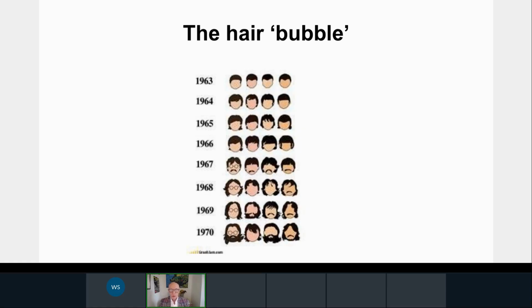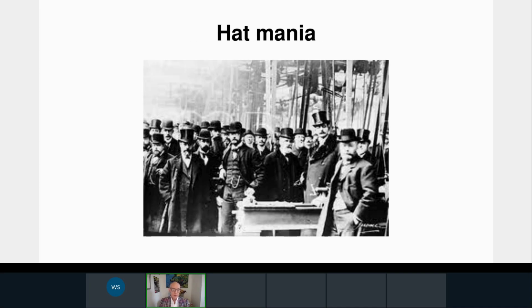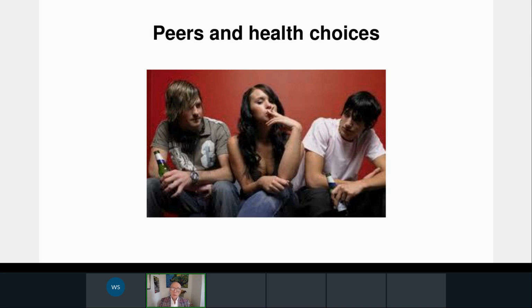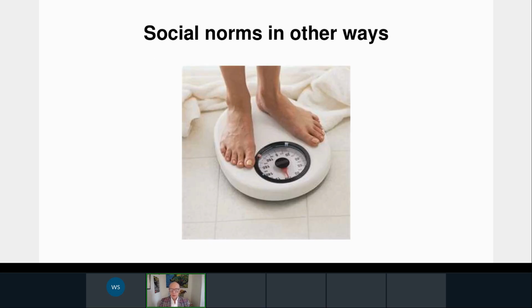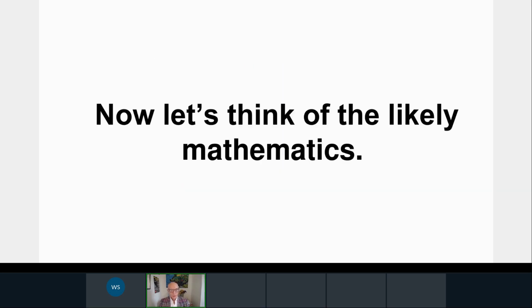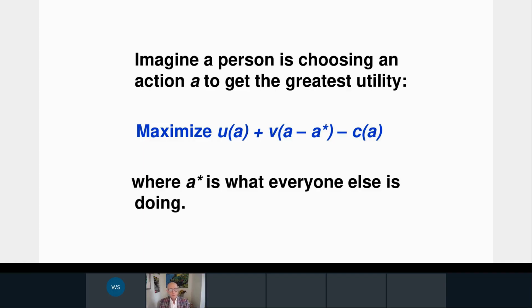Now, this issue is very central to modern society. Here's the hair bubble of the 1960s. I was part of this. I won't show you any old photographs. Hats, all sorts of peer pressure on health choices, social norms about weight, and so on. How might we think about understanding this more formally?